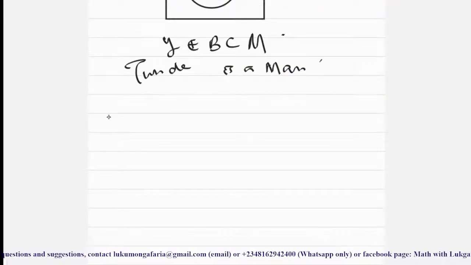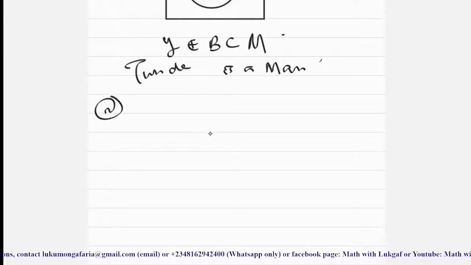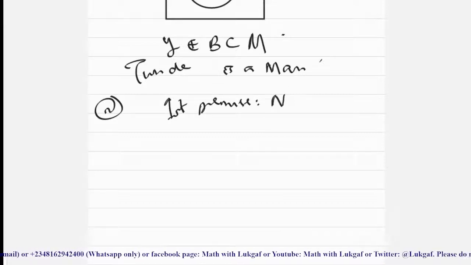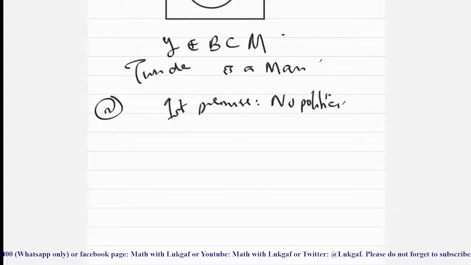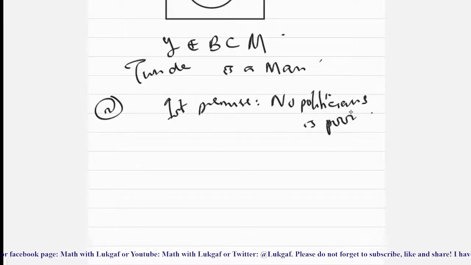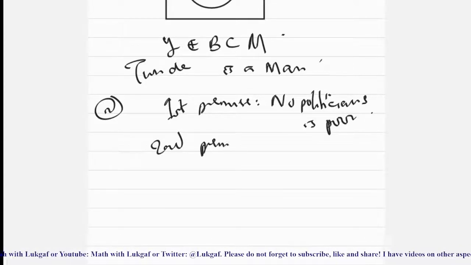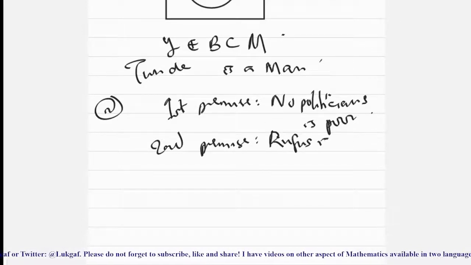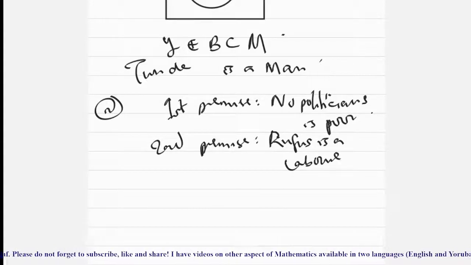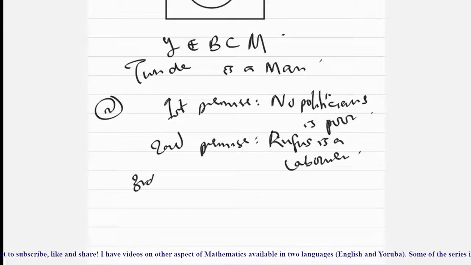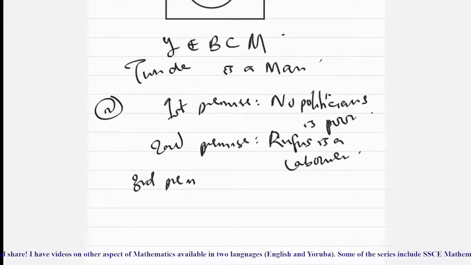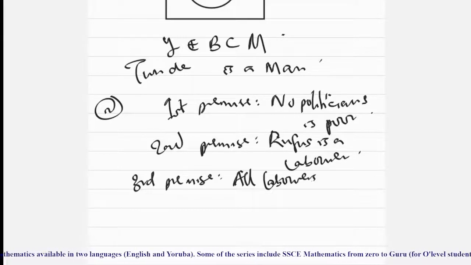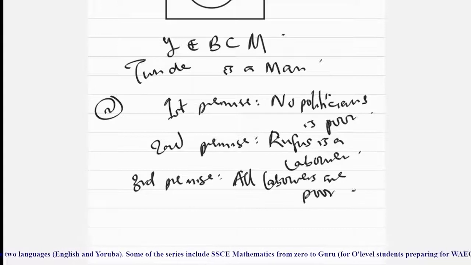So let me give you a second example so that I stop the video. Second example, let's say I have my first premise to be: no politician is poor. Then my second premise, maybe, Rufus is a labourer. And you have your third premise, that is, all labourers are poor. I hope you understand now.